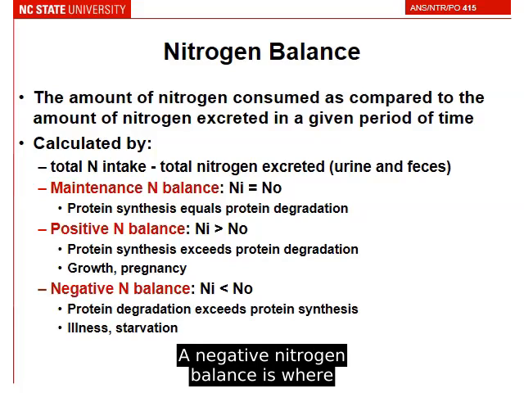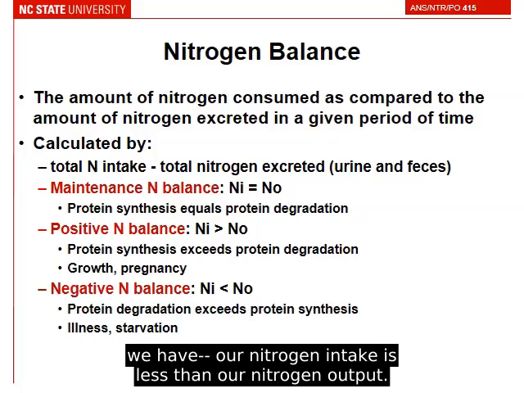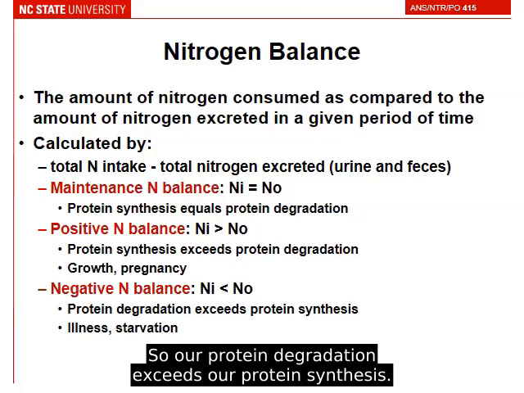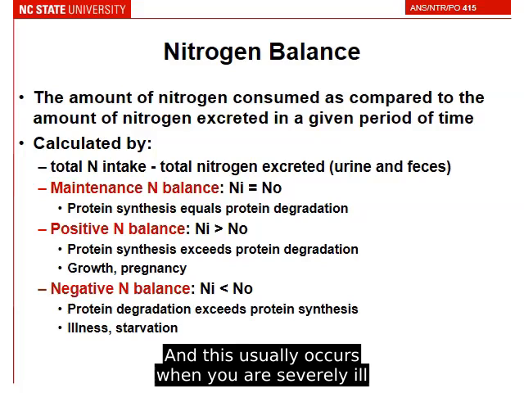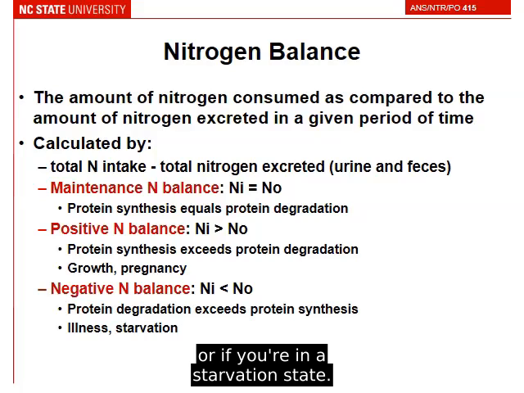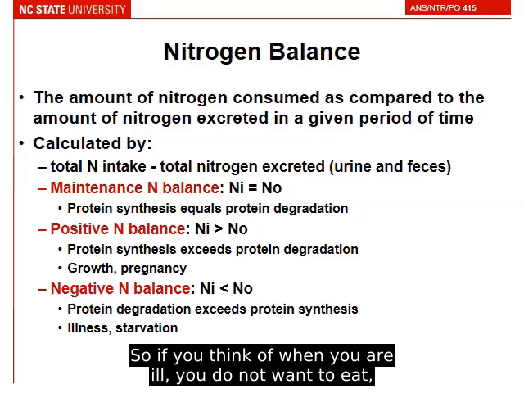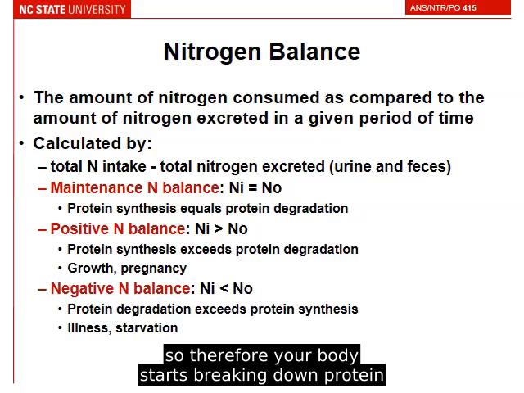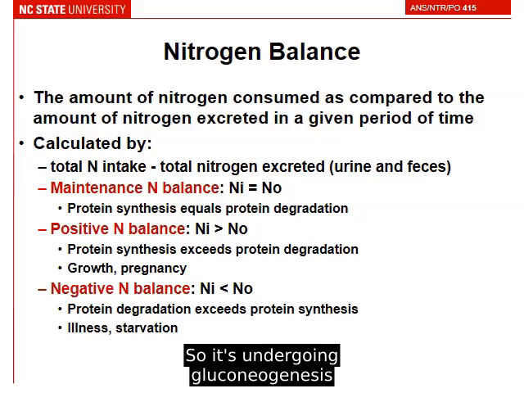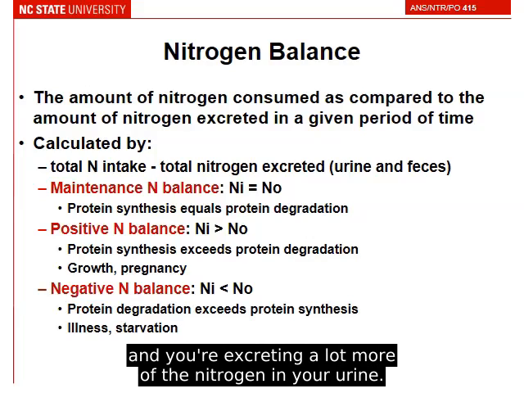A negative nitrogen balance is where our nitrogen intake is less than our nitrogen output. So this is where our protein degradation exceeds our protein synthesis. And this usually occurs when you are severely ill, or if you're in a starvation state, an extended starvation state. So if you think of when you are ill, you do not want to eat, so therefore your body starts breaking down protein to maintain your glucose level. So it's undergoing gluconeogenesis, and you're excreting a lot more of the nitrogen in your urine.